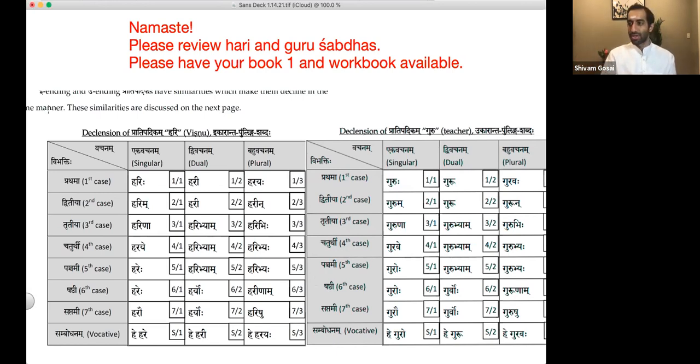So what we're going to do is jump ahead. If you flip the page, there's Kartru Shabda, page 106. Kartru Shabda is quite complicated. We're going to put Kartru Shabda on pause right now, and we'll come back to it eventually. We're going to go to page 109, which is Gangā Shabda. That's A ending feminine.